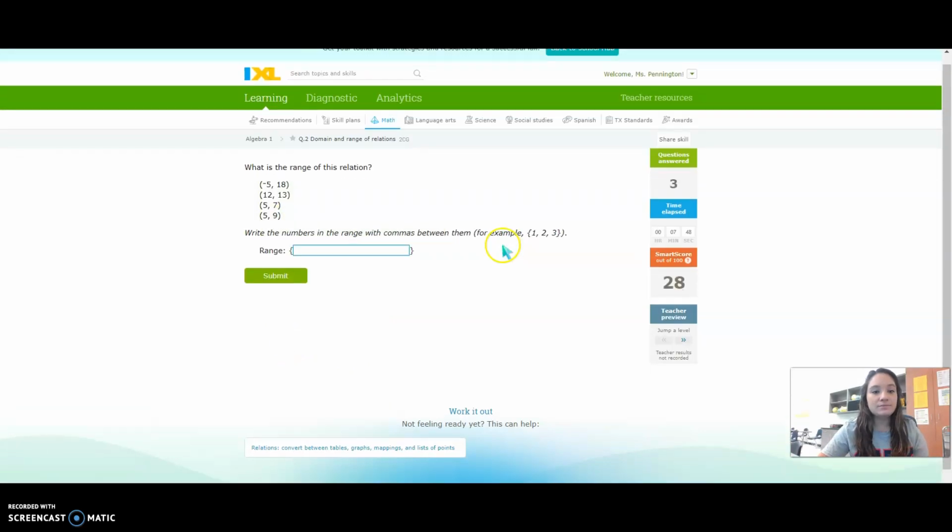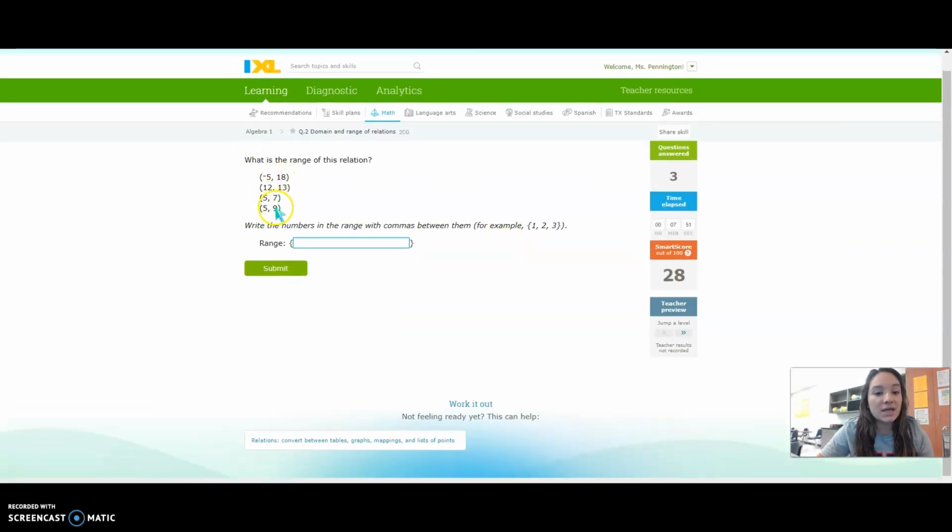Submit. Here's another range. I'm going to just kind of quickly do this because range is just the y values. I can just look 18, 13, 7, 9.